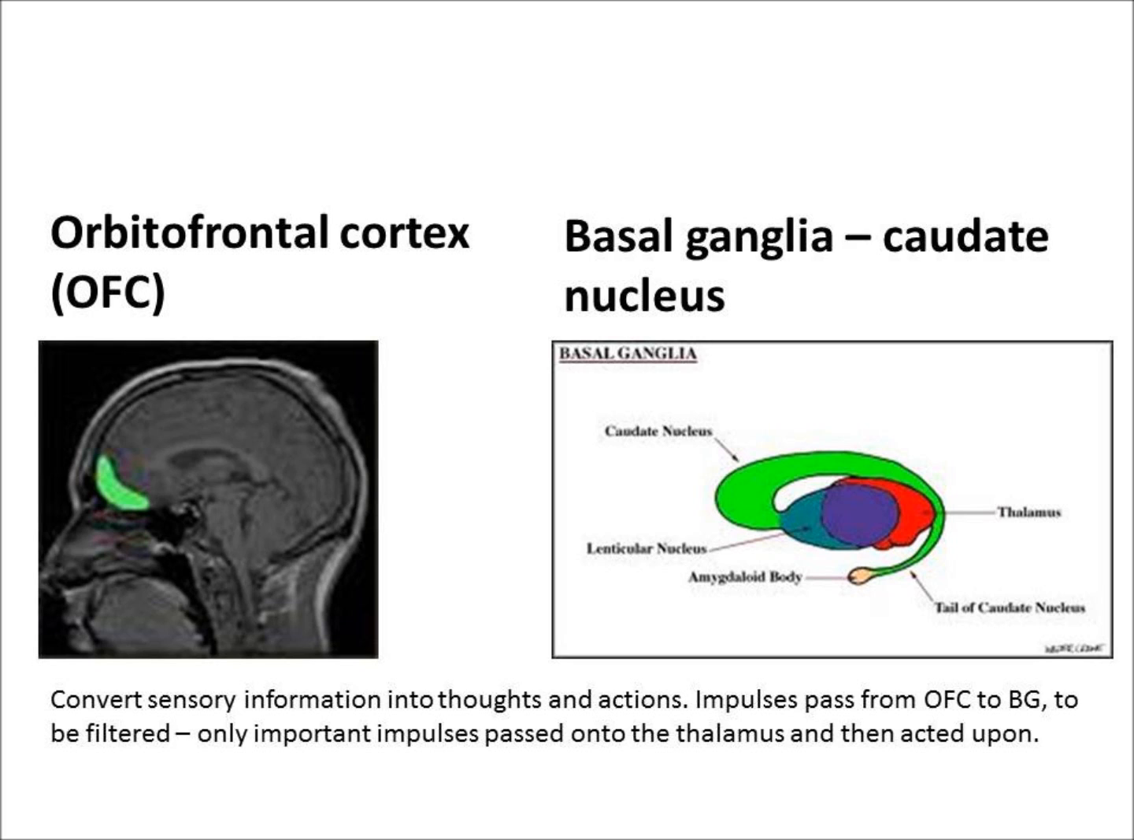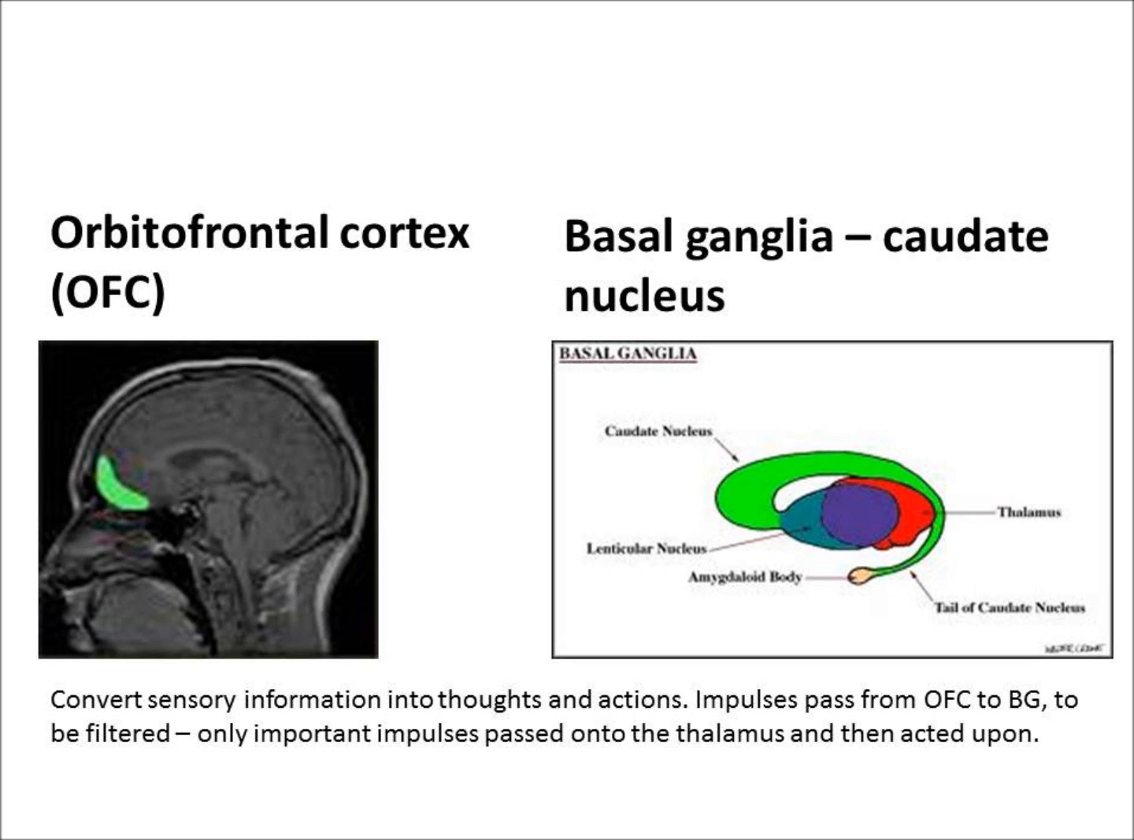So basically what happens is information comes in, sensory information through your ears, your eyes, touch, wherever. And when this information comes in, it is transformed into thoughts and actions. Now, obviously, as the impulse comes in, the role of the OFC and the BG is to filter out anything that's unimportant. Only the important is meant to be passed to the thalamus and then be acted upon.